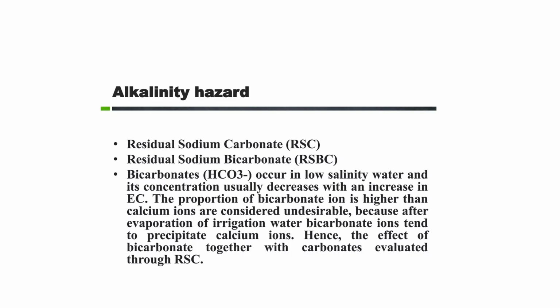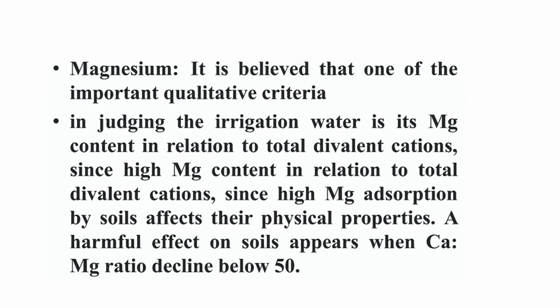If the proportion of bicarbonate is higher than the calcium ions, it is considered undesirable because they tend to form a scale on the soil. Magnesium is very important, but you also have to consider the magnesium content. If magnesium is absorbed by soils, it will affect the physical properties. This harmful effect on the soil appears when the calcium to magnesium ratio is below 50.